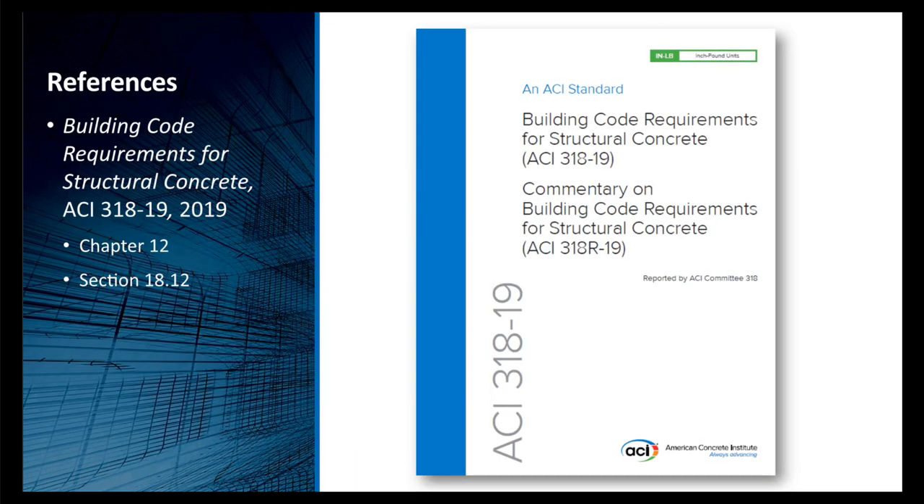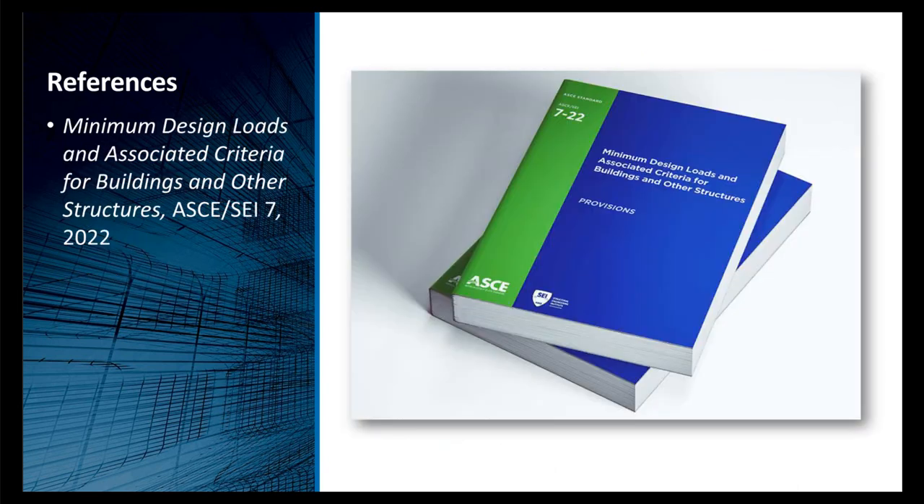Like last time, all of the sections, figures, etc. that we reference from ACI will be coming from the 2019 edition, chapters 12 and primarily section 18.12 for our seismic as well. Any references to ASCE 7 will be from the 2022 edition.